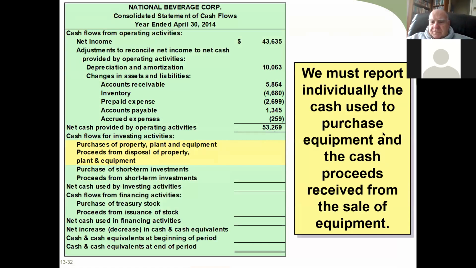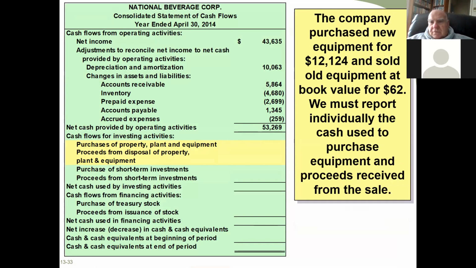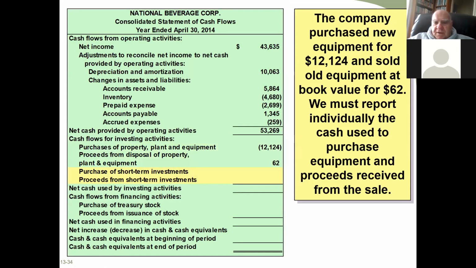Okay, we must report the cash we used to buy the equipment and also show the cash we received. So here we go. The company purchased new equipment for 12,124, and sold old equipment for 62. We have to show the detail. Now I know these numbers don't agree with the earlier balance sheet. That's for another time. But the point is here: the company purchased new equipment for 12,124, and they sold the old stuff for 62.